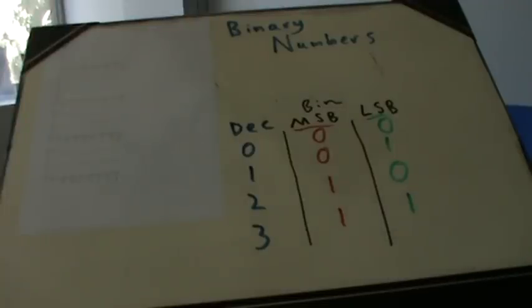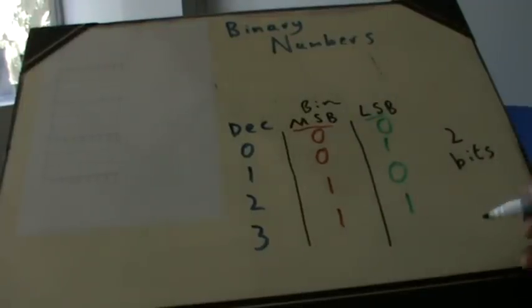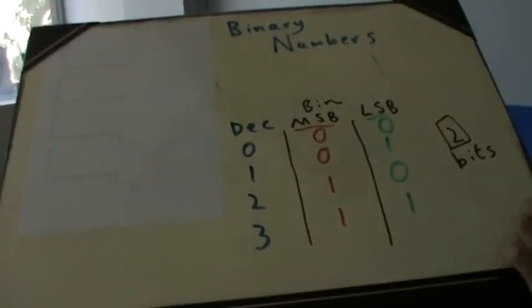This here is where there are 2 bits. We have our most significant bit and our least significant bit. There are 2 of them here. Something quite important to remember as well. Now, what's so important about this?